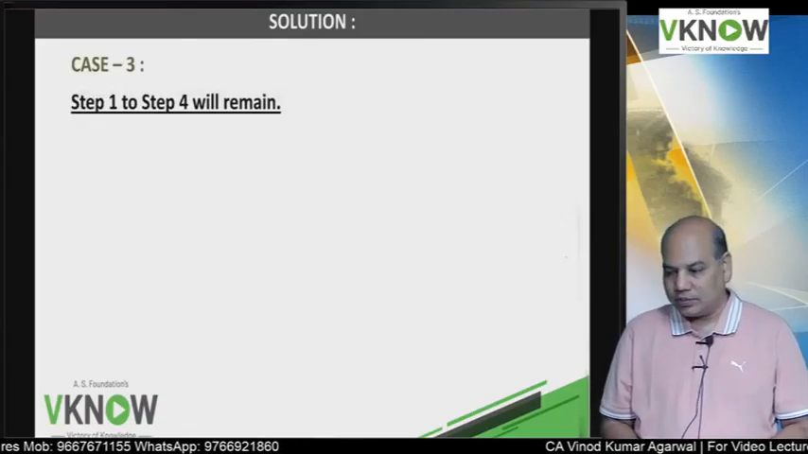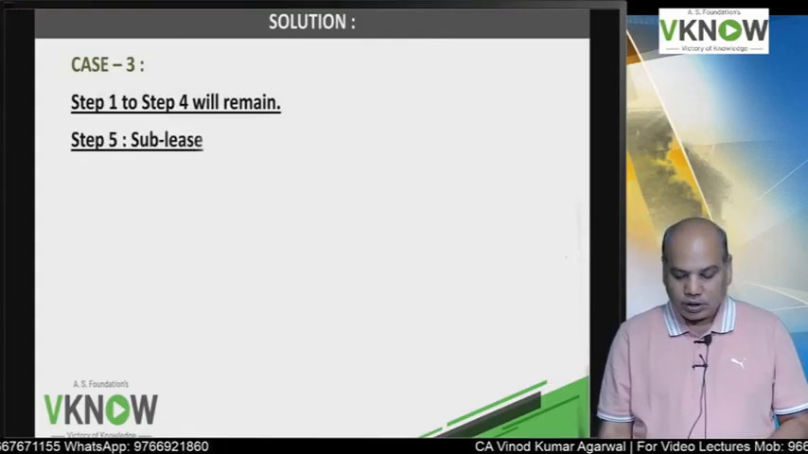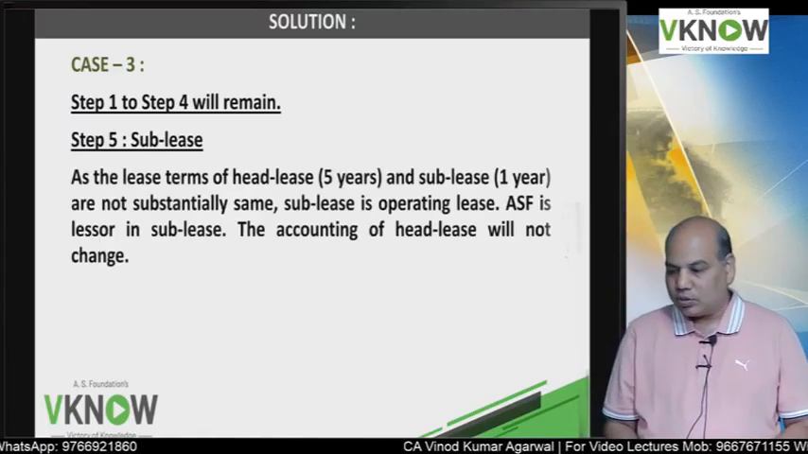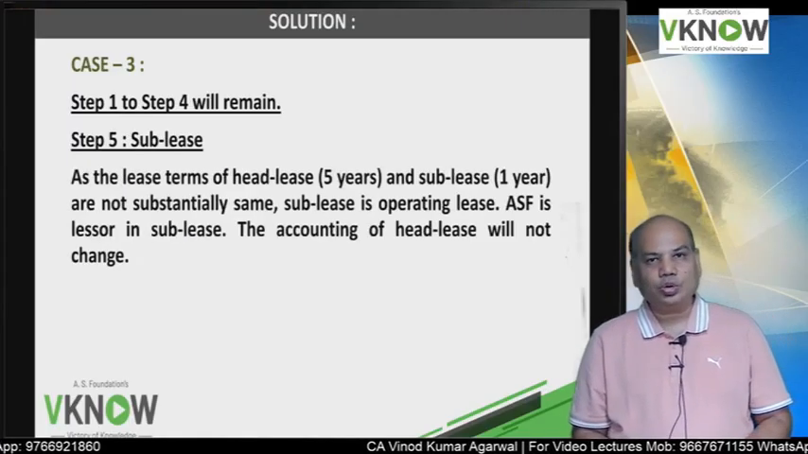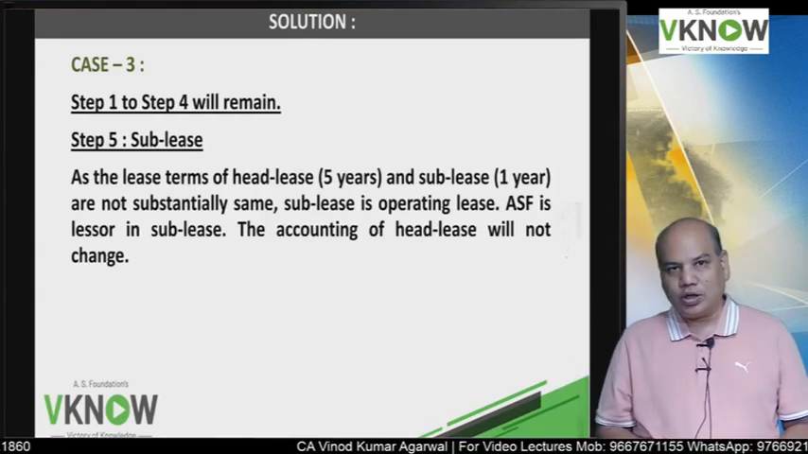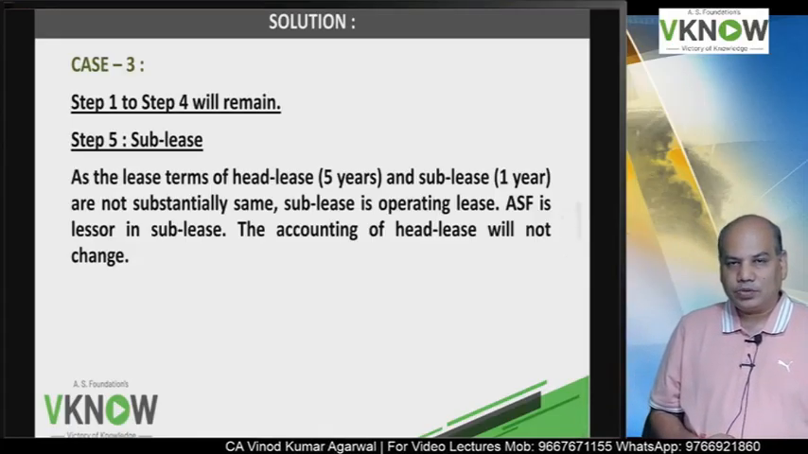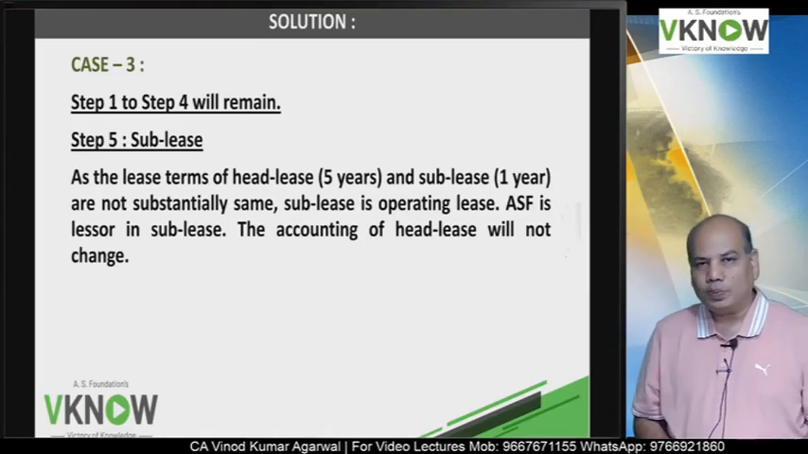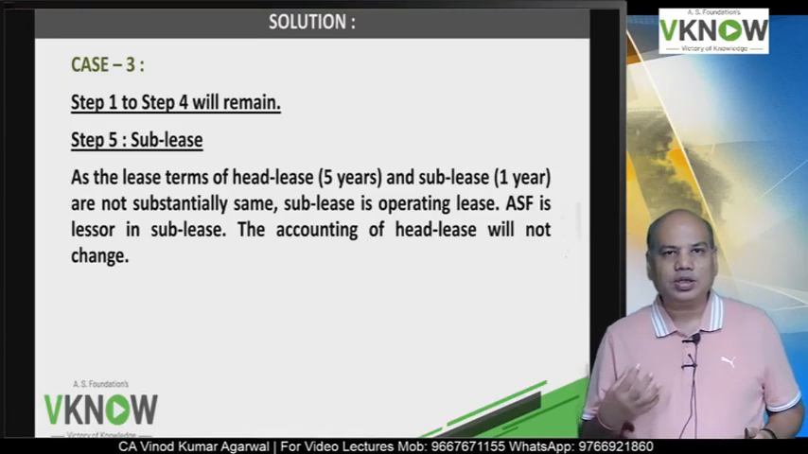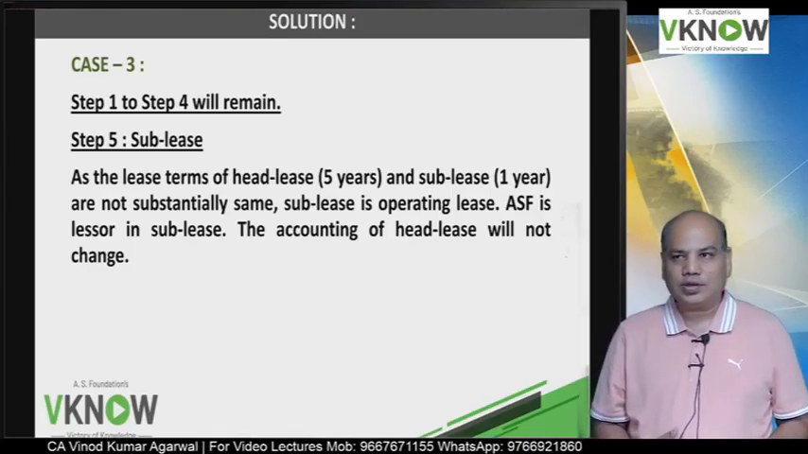What about case 3? Case 3 is an operating lease problem. Step 1 and step 2 will remain the same. And what about the sublease? I will just write a note that the head lease term is 5 years, the sublease term is 1 year. They are not substantially the same. Therefore, the sublease will be treated as an operating lease, and if it is an operating lease, there is no need to record a lease receivable account. There is no need to derecognize the ROU asset.